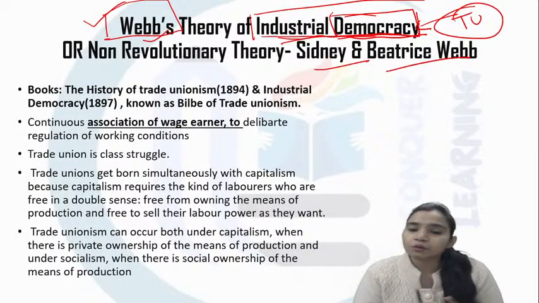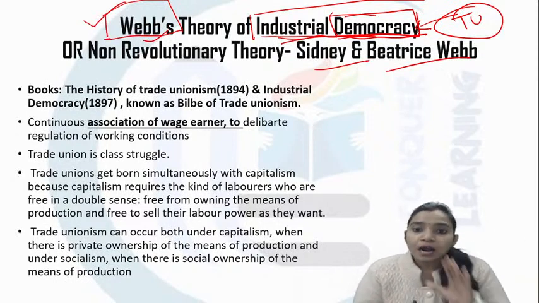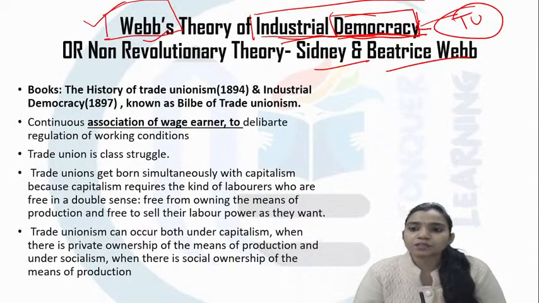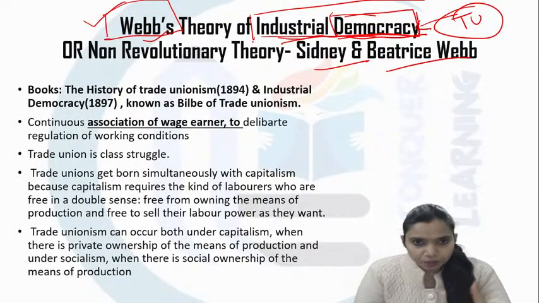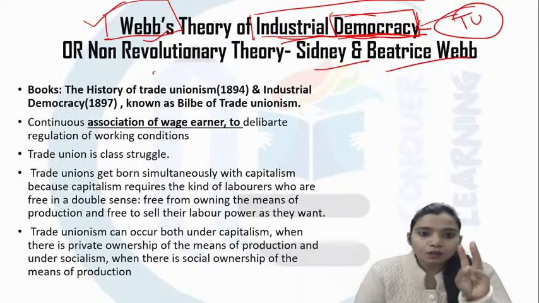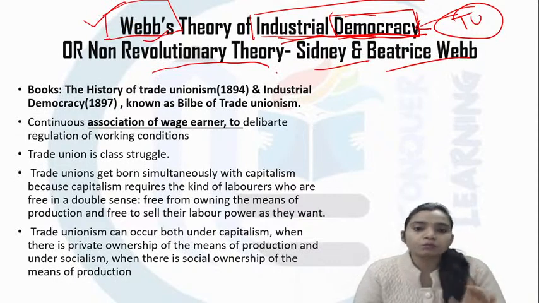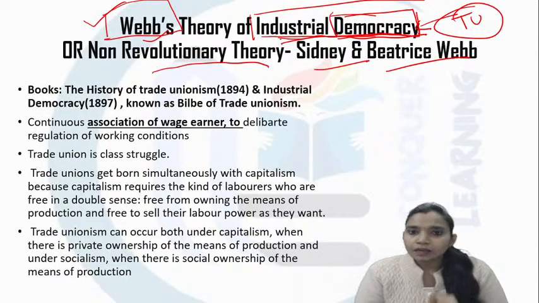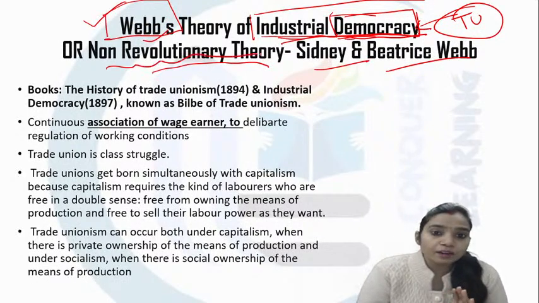Match the following questions are asked a number of times: which author gave which theory. Alternative names for these theories are also important. For the Webb theory: one, industrial democracy; second, non-revolutionary theory; third, these are the three alternative names used for the single theory. Industrial democracy, I made you understand. Now what is non-revolutionary?